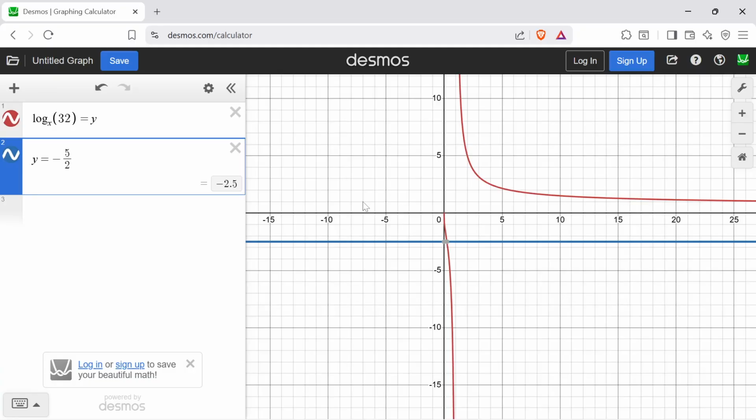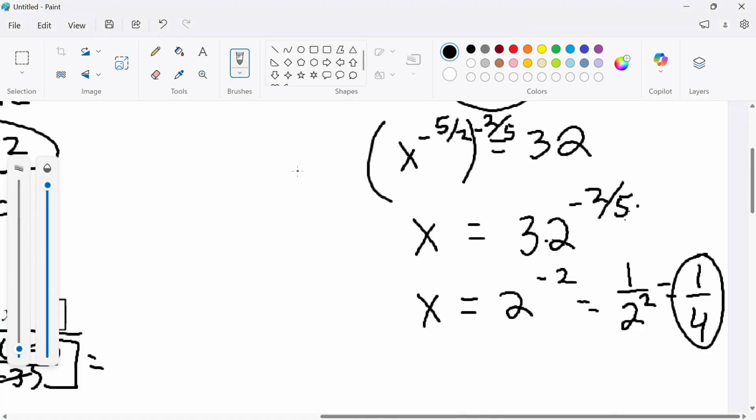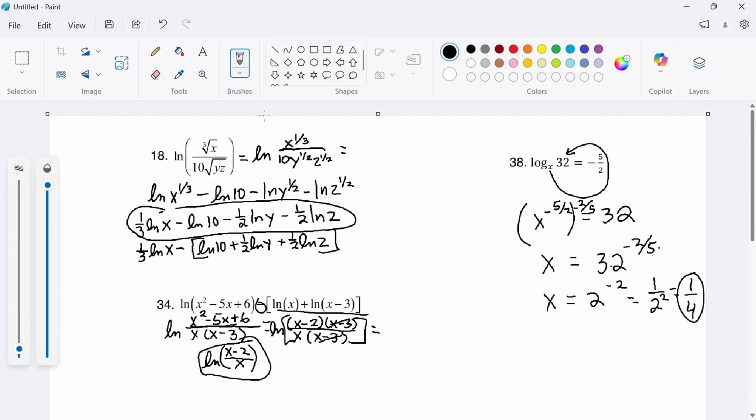And I can do this on Desmos, which I already have. I put the log to the base x, 32 equals y, and y equals -5 halves. And you can see they cross at 0.25. So x is 0.25. So that's worksheet 3.0.2. Just one question or one problem from each section just to show how they're done.